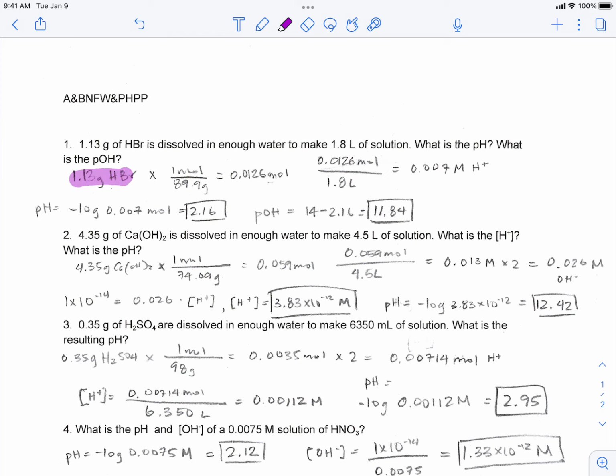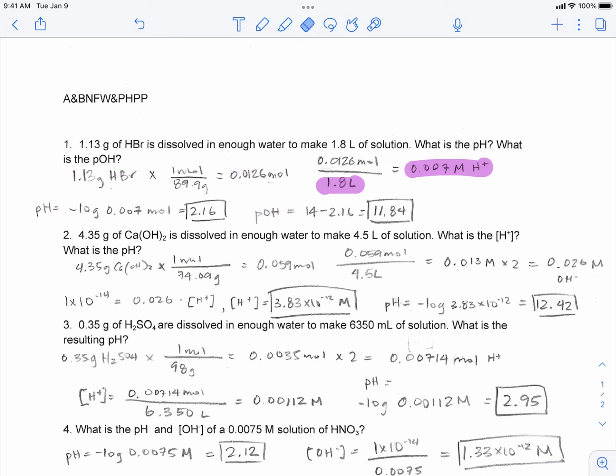So there's my 1.13 grams of HBr, hydrobromic acid. That's my moles once I use the molar mass, a thing you're very familiar with, and then divide by the liters, which was given to you in the problem. And so there is your concentration of H plus. How do I know it's H plus? Because there's an H in the formula. Once I have that H plus, I'm able to solve for the pH right here. Just use the pH equation, negative log of that H plus. And then pOH, if you already know the pH, finding the pOH is very easy. It's just 14 minus the pH. So again, a little more work on that one, but that's how it works.